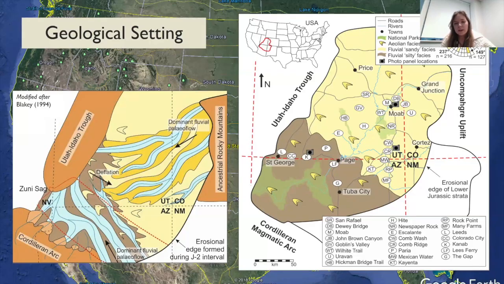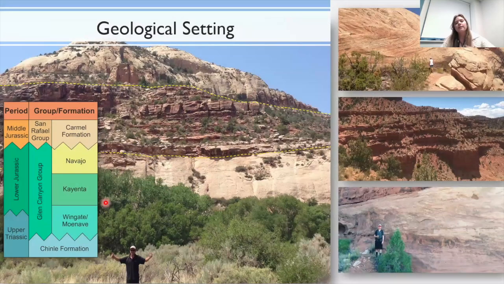So the Kayenta itself, this is what it looks like. The Kayenta is Lower Jurassic in age. It's the middle formation of what's known as the Glen Canyon Group.